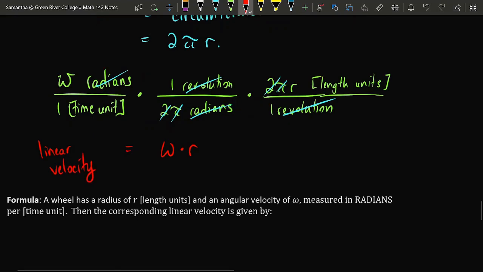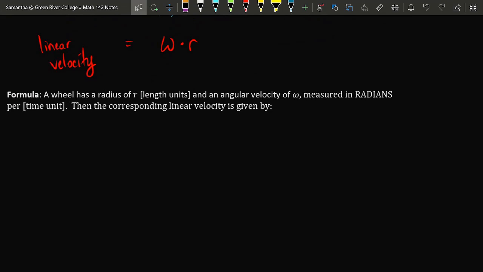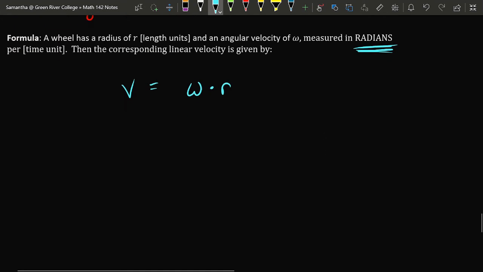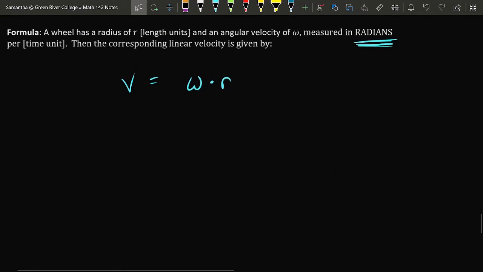So to summarize, if you have a wheel with a radius of r and an angular velocity where the angles are measured in radians, then the corresponding linear velocity, which I might call v for short, is given by angular velocity multiplied by the radius of the wheel. I can't emphasize enough, this works for radians only. Now you say to me, Sam, you've already said this 4 or 5 times, we get it, but honest to goodness, there's going to be somebody who on the exam is going to try and use this formula when the angular velocity is not in radians.